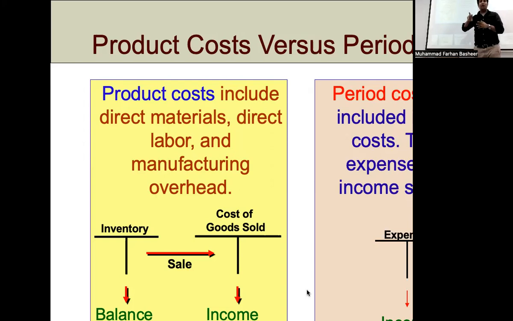There are some costs which are in a production process, but they appear after a specific period of time. So for example, product cost includes direct material, direct labor and manufacturing overhead cost, and period costs are not included in product cost, they are expensed on the income statement. Apparently they are expensed on the income statement.